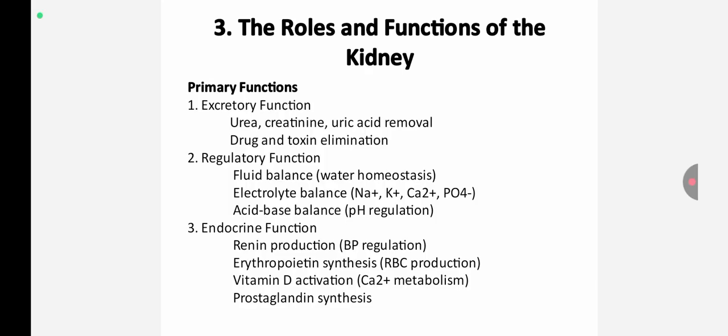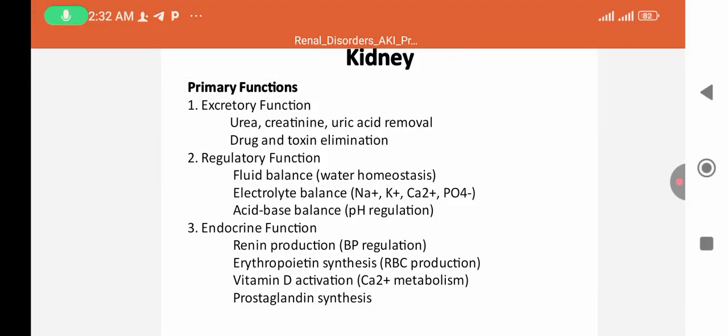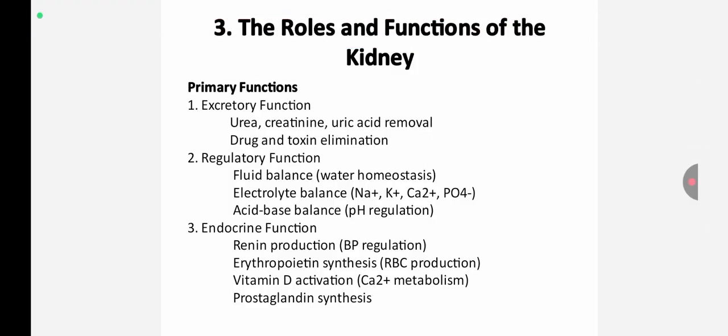So in chronic kidney injury, you'll be seeing certain things like an increase in parathyroid hormone. You'll be seeing things like normocytic anemia. So you'll be seeing something like that. It has to do with the endocrine.